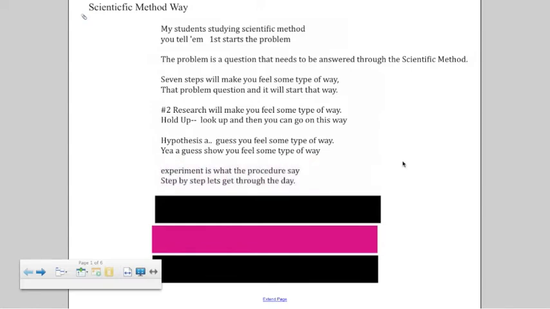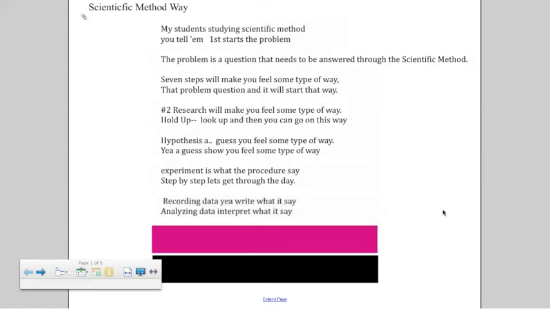Experiment is what the procedures say. Step by step, let's get through the day. The experiment is also known as the procedure, and it's step by step. Recording data, yeah, write what it say. Analyzing data, yeah, interpret what it say. Recording means to write it down. Analyze means to interpret, make sense of what it means.